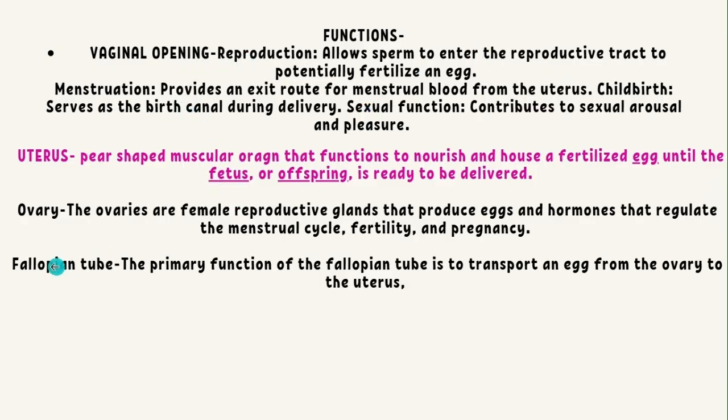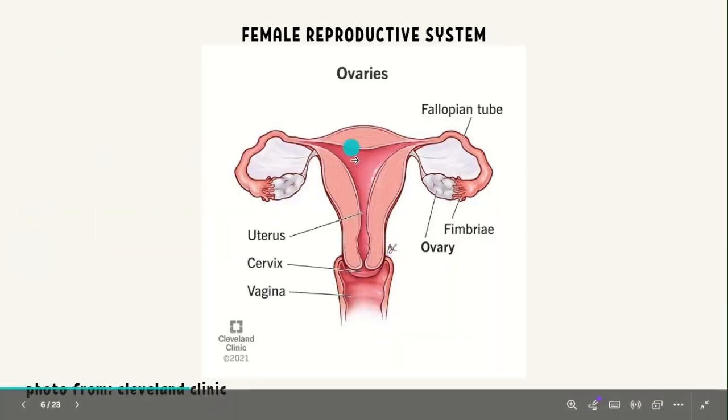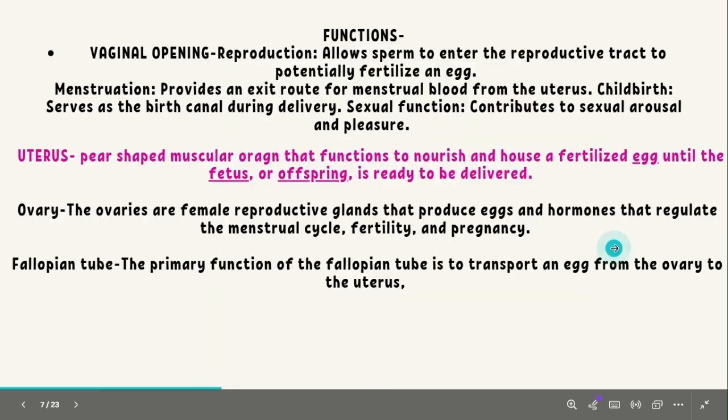So if you give birth, it has to pass right here. If menstruation, it has to pass right here. So this is very, very important.